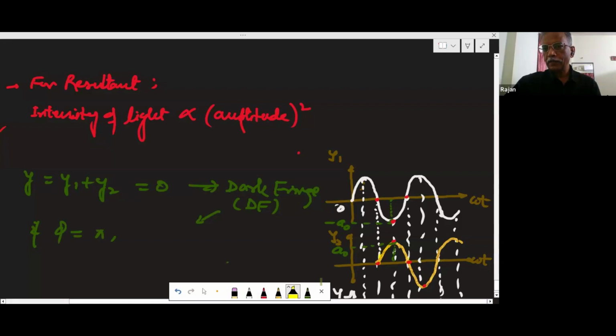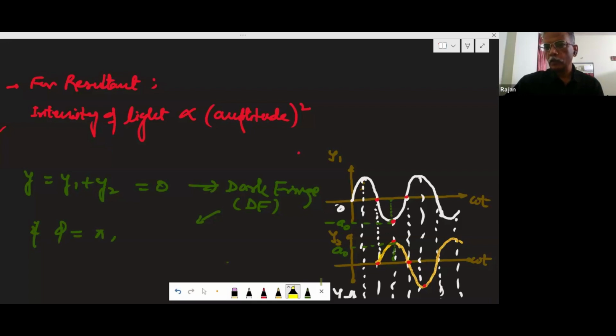If y2 is starting at 2 pi, then it will be just a constructive interference. This fellow is going up, this fellow also will go up, so it will become constructive. We want a destructive interference. For that, where does y2 have to start? It has to start upward only.